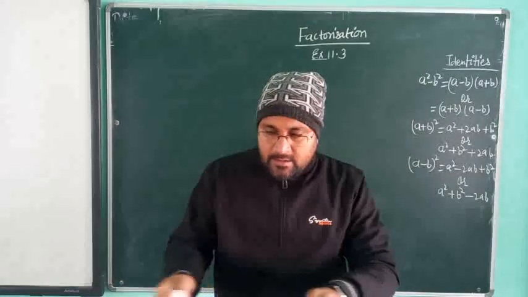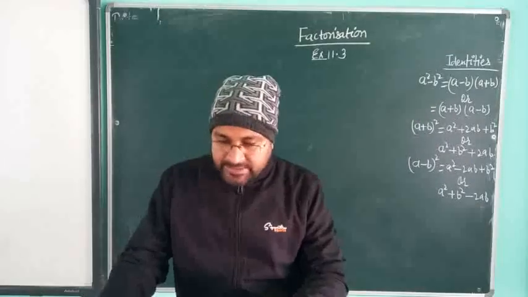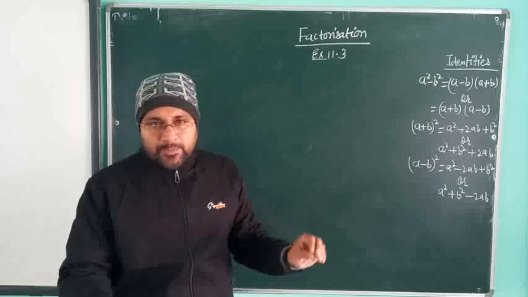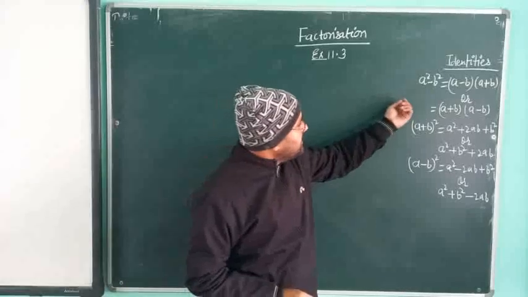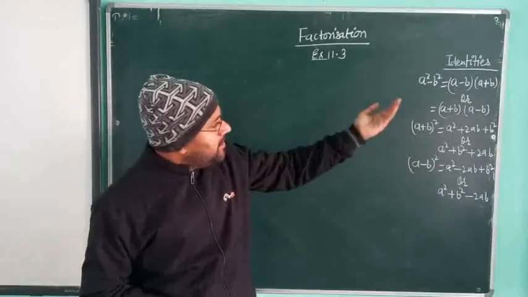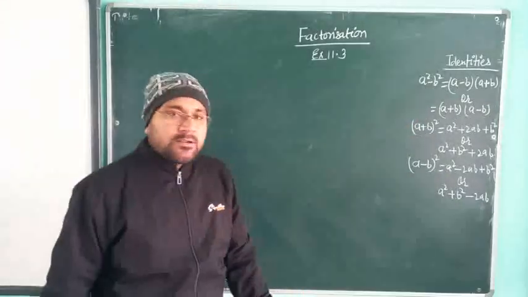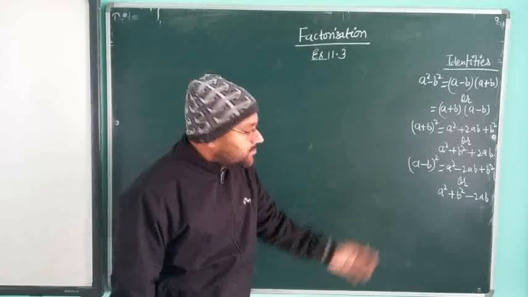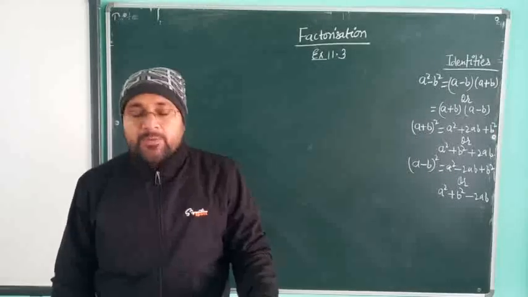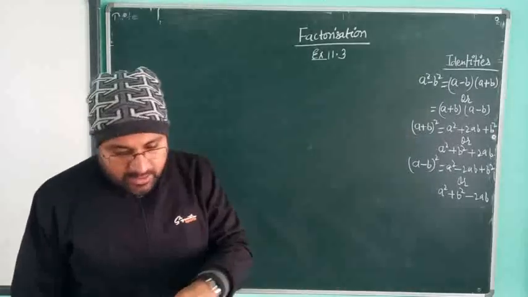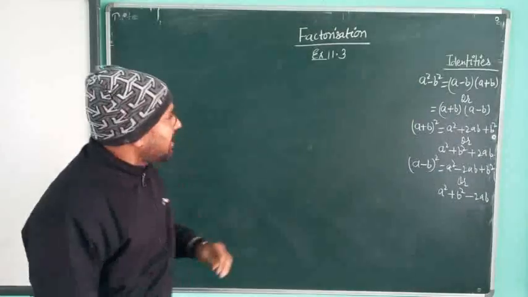Hello students, good morning. Today I am going to discuss some questions of exercise 11.2 of factorization, and after that I am going to start exercise 11.3, which is based on these identities: a square minus b square equals a minus b in another bracket a plus b, or a plus b in another bracket a minus b, and a plus b whole square and a minus b whole square. We are going to use these identities to solve the questions of exercise 11.3. Before starting 11.3, I am going to do some questions of exercise 11.2.